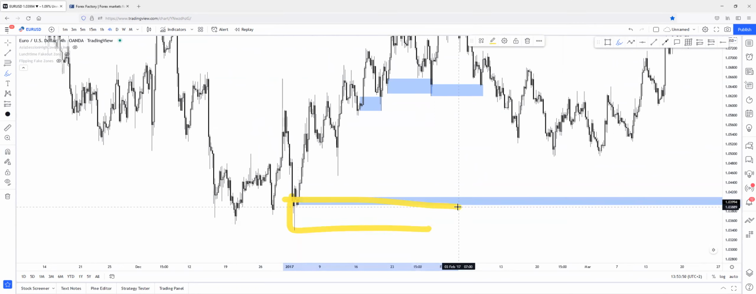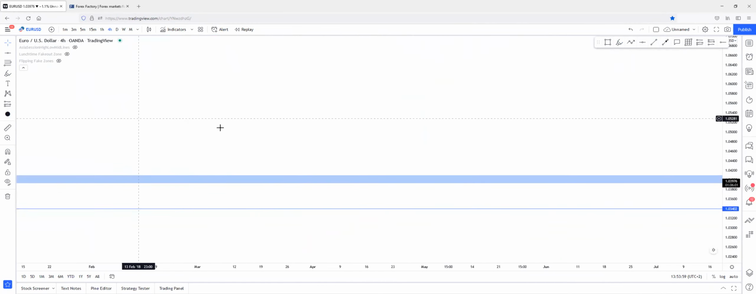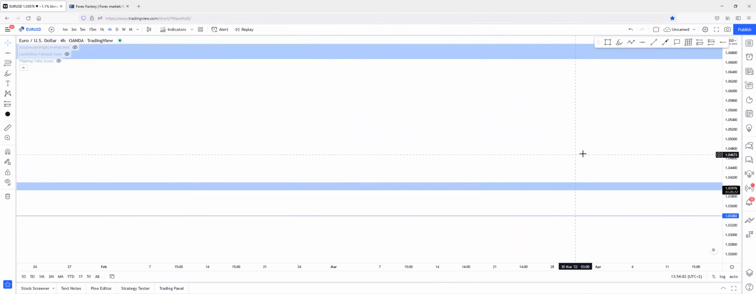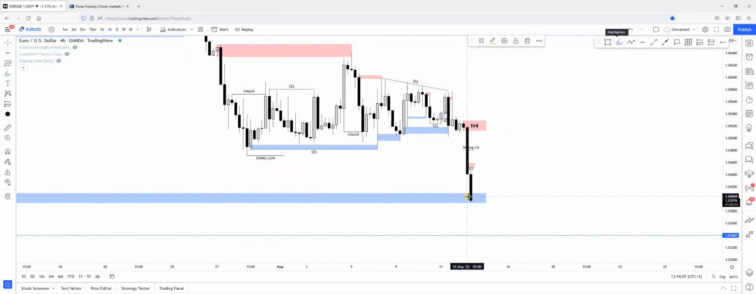Basically, this whole level right here is a weekly demand level. So I will mark it right here as a weekly low point. If price breaks below this blue line, that will be a weekly break of structure to the downside. But as long as this demand holds, there won't be a break of structure. If this demand breaks, there will be a break of structure to the downside.